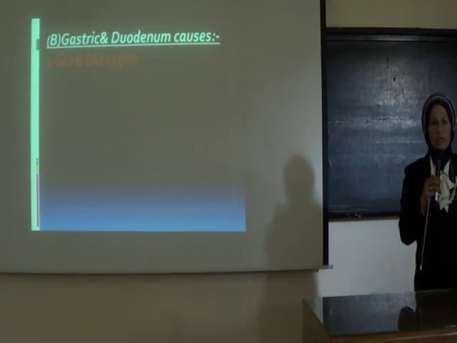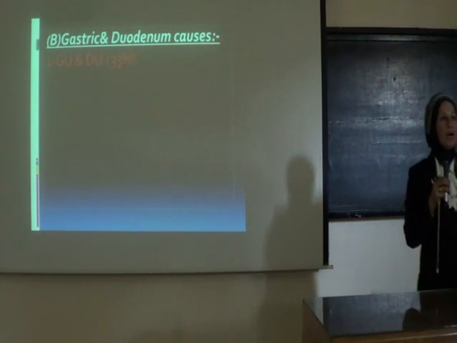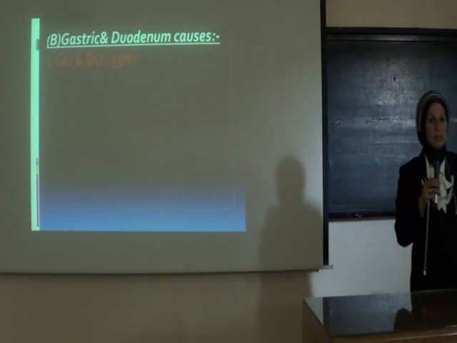So the second is chronic renal failure. One of the main manifestations of chronic renal failure is that the patient can present with an attack of hematemesis.